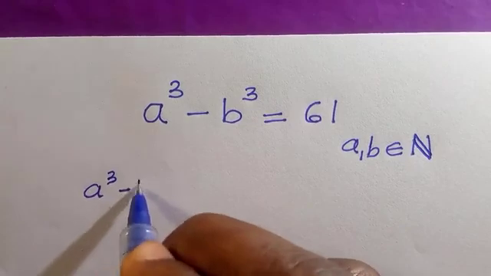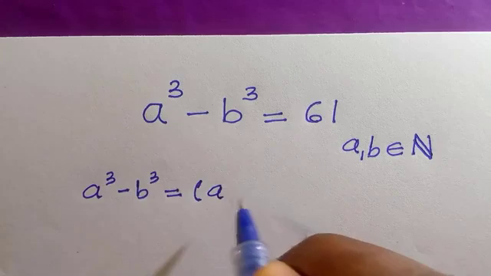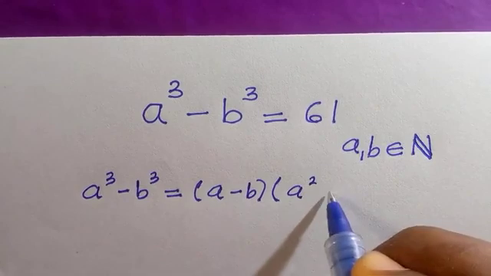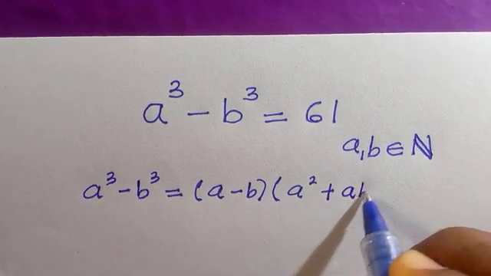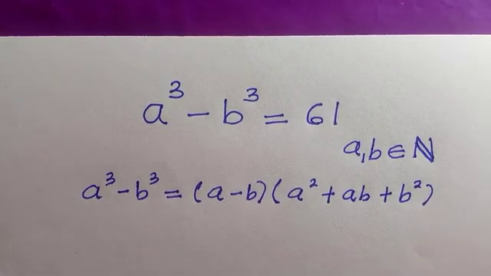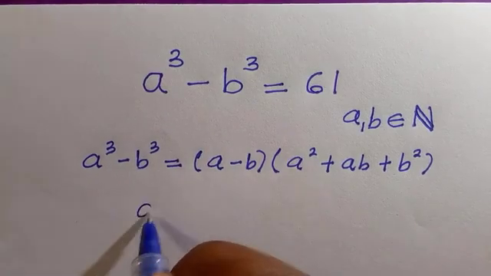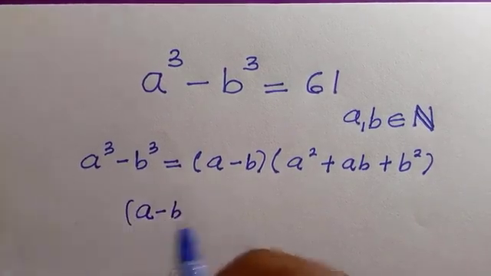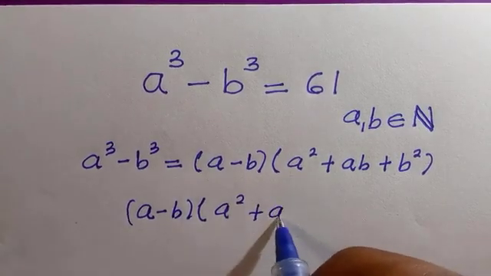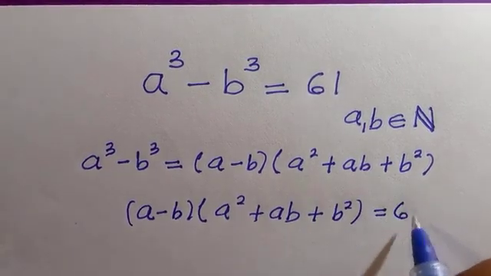We have a cube minus b cube. It has an identity of (a minus b) times (a square plus ab plus b square), and we just replace it and equate it to 61. So (a minus b)(a square plus ab plus b square) all equals 61.